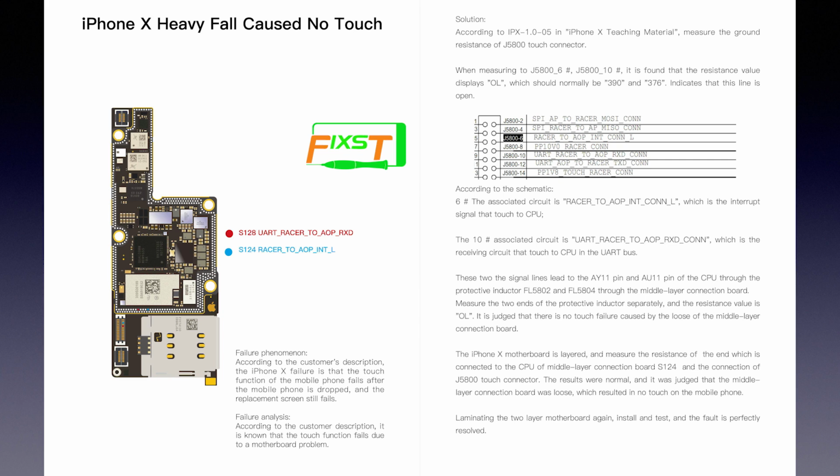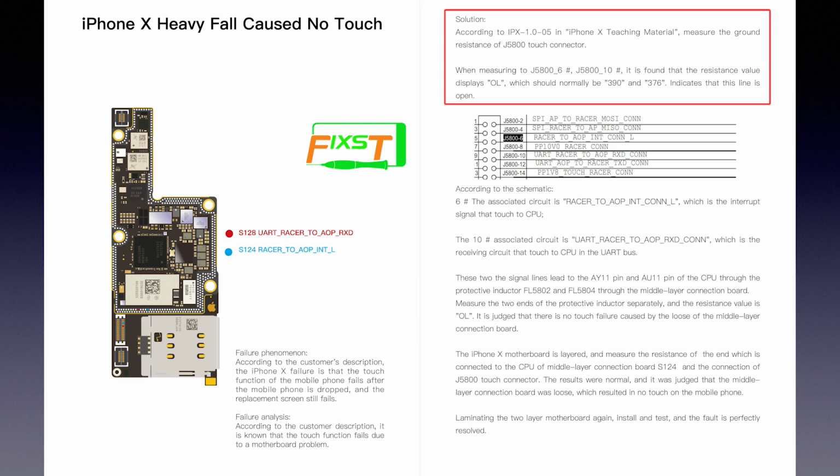Case 2. iPhone X heavy fall cause no touch. Failure phenomenon. According to the customer description, the iPhone X failure is that the touch function of the mobile phone fails after the mobile phone is dropped, and the replacement screen still fails. Failure analysis. According to the customer description, it is known that the touch function fails due to the motherboard problem.